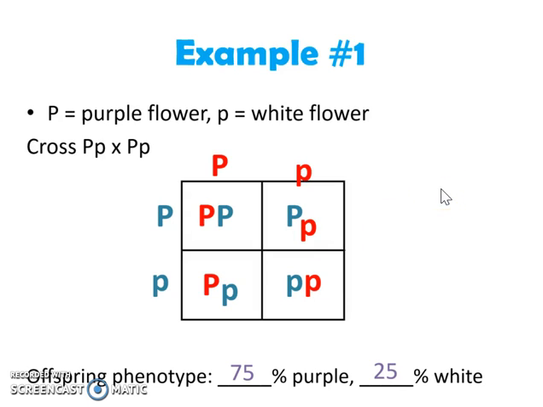So what this means is that there's a 75% chance that these offspring will be purple flowers, and there's a 25% chance that there will be white. This was actually an example of Mendel's 2nd generation experiments with the hybrids.